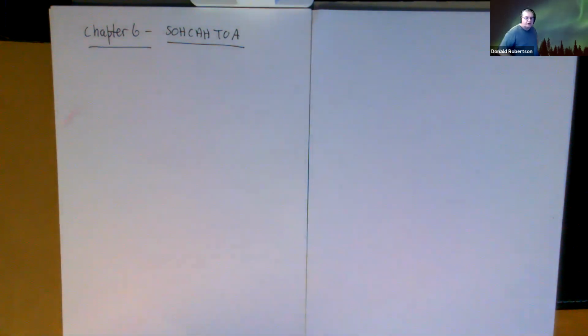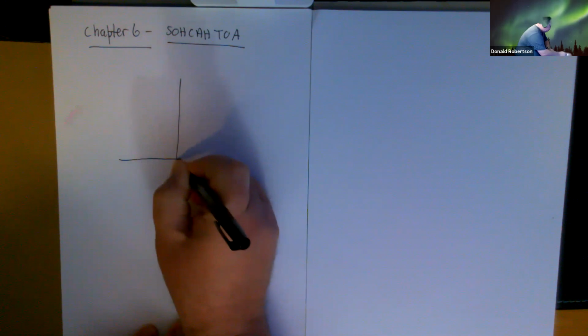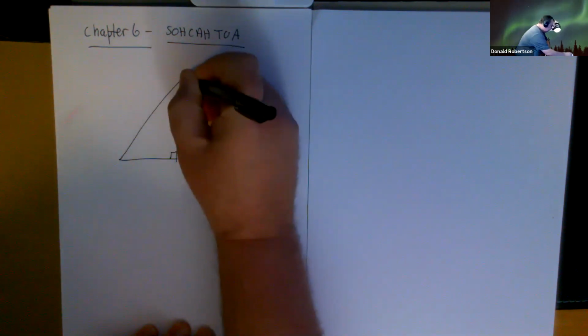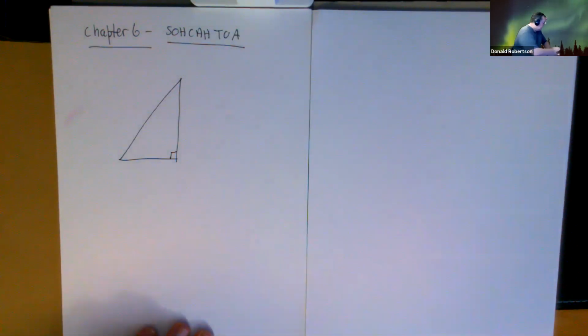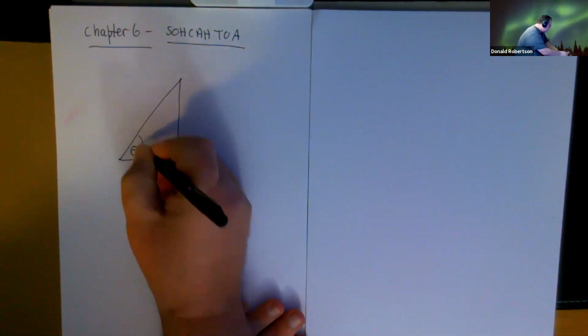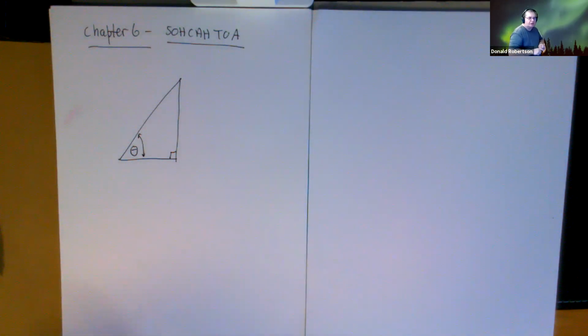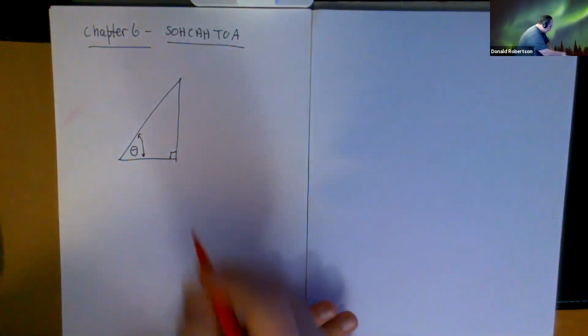Chapter 6, SOHCAHTOA. Basically, what we're going to be looking at in this section is a right angle triangle. Typically, you call this angle here, let's call it theta. And then we name the sides according to opposite, adjacent, and hypotenuse.